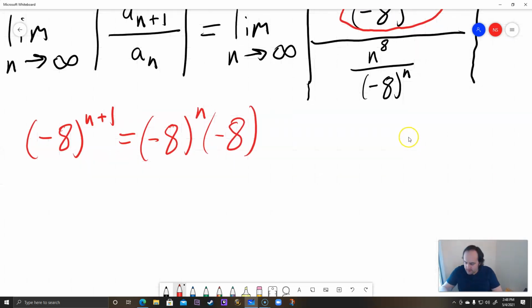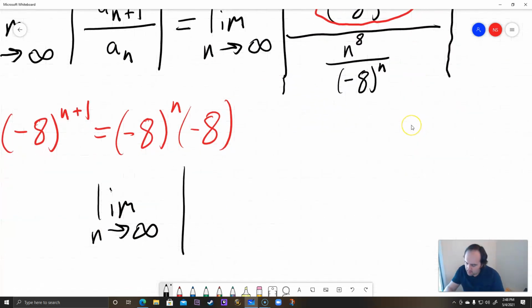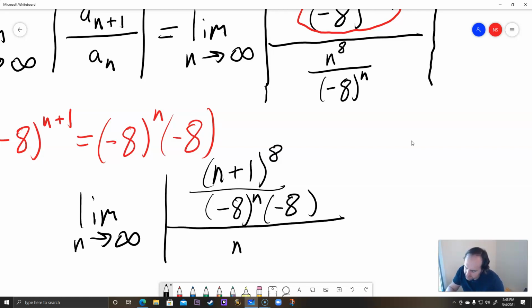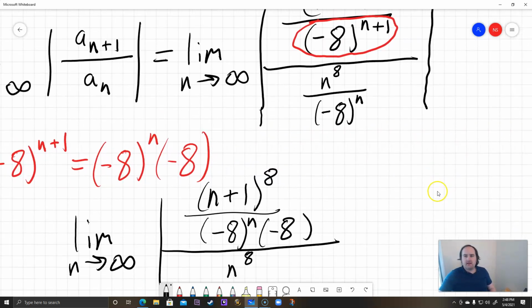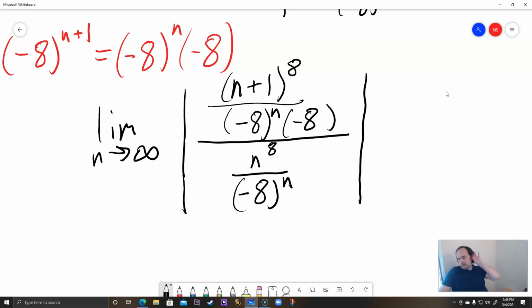Okay, so our limit is now going to become the limit as n goes to infinity of the absolute value of n plus 1 to the 8 over negative 8 to the n times negative 8, all over n to the 8 over negative 8 to the n.